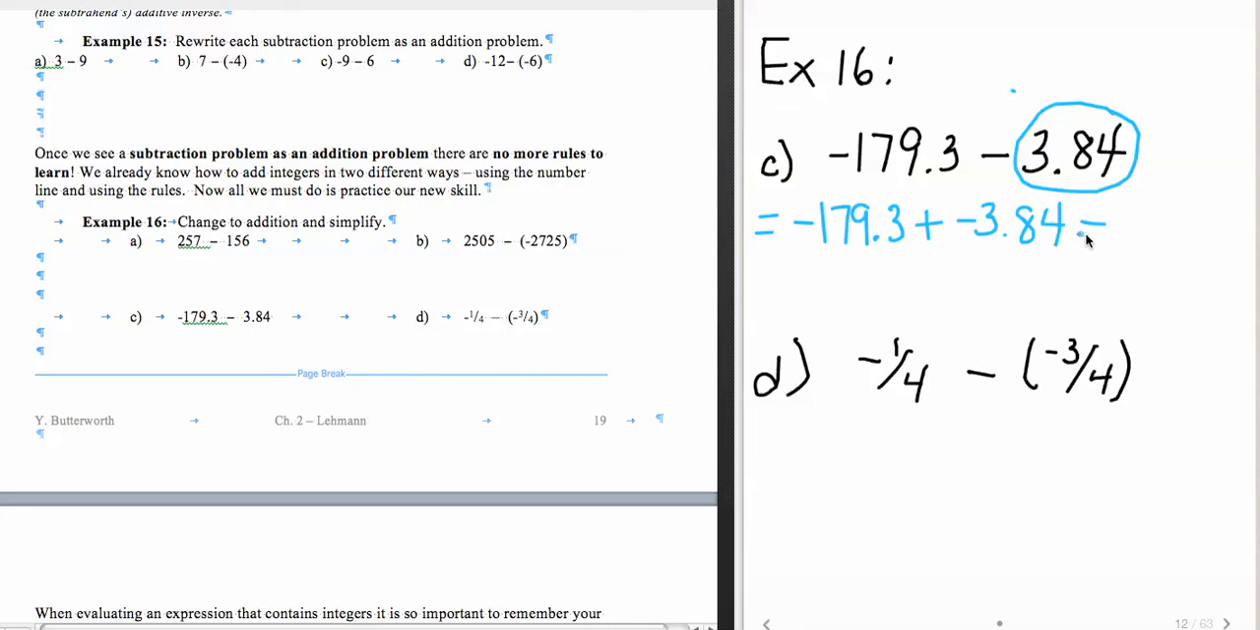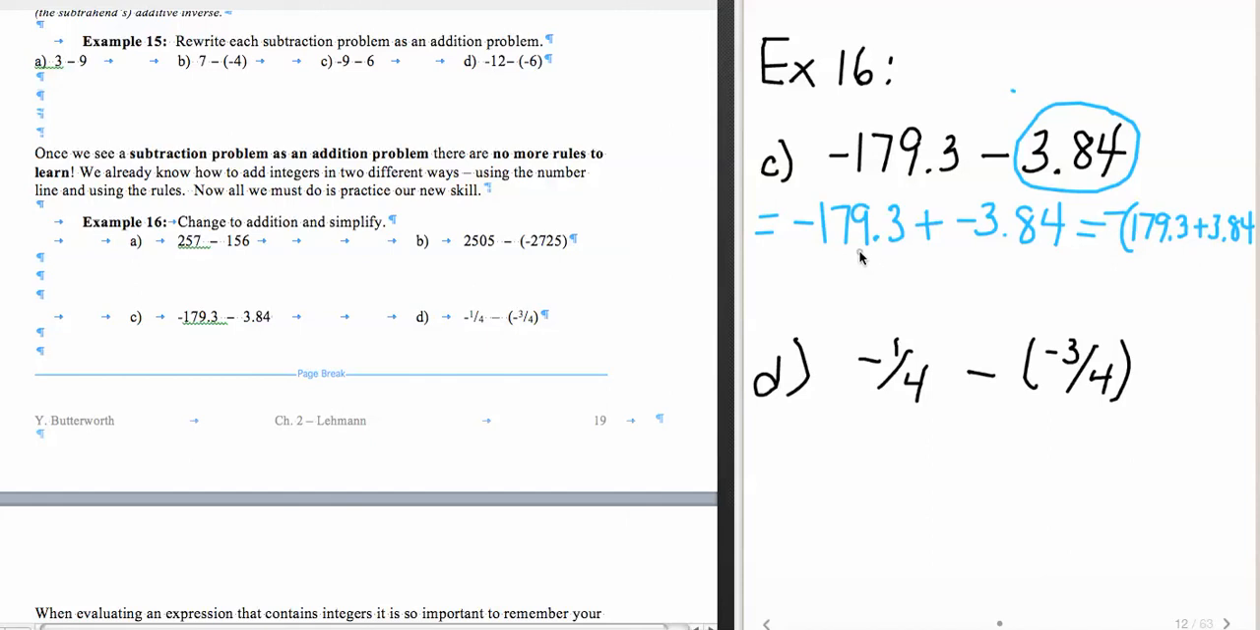We know that when we have the same signs, we're going to add those numbers up. So we're going to be adding 179.3 and we're going to add to that 3.84. And once we're all done adding, the result will be negative.